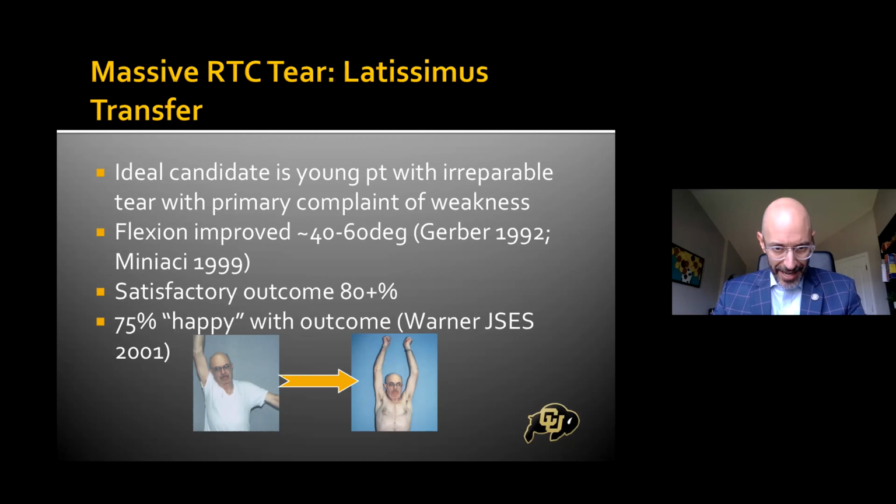Primary complaint is weakness. Gerber and others have shown an excellent 40 to 60 degree improvement in forward flexion with satisfactory outcome greater than 80. The bottom line here, though, is that this is really difficult. It's a big operation. You need a really skilled system and a really motivated patient to make this work. And I'd say most of us have honestly kind of removed this from our practice because of the difficulties surrounding that.